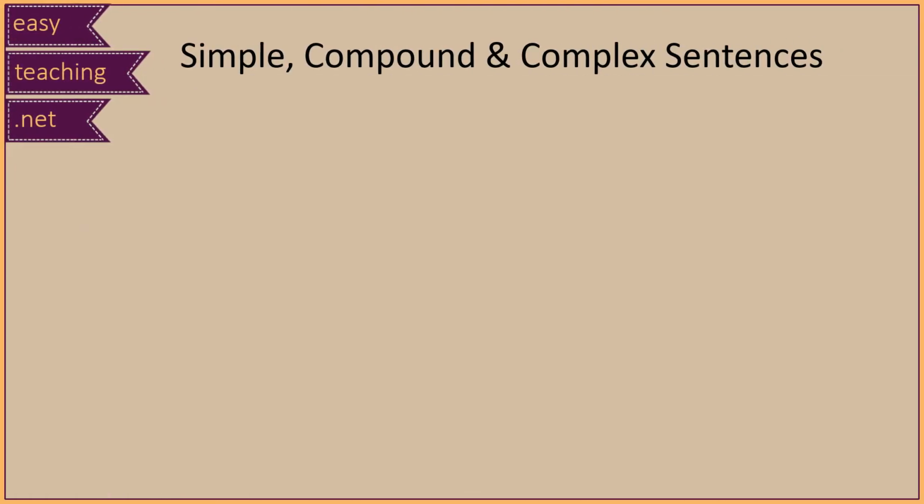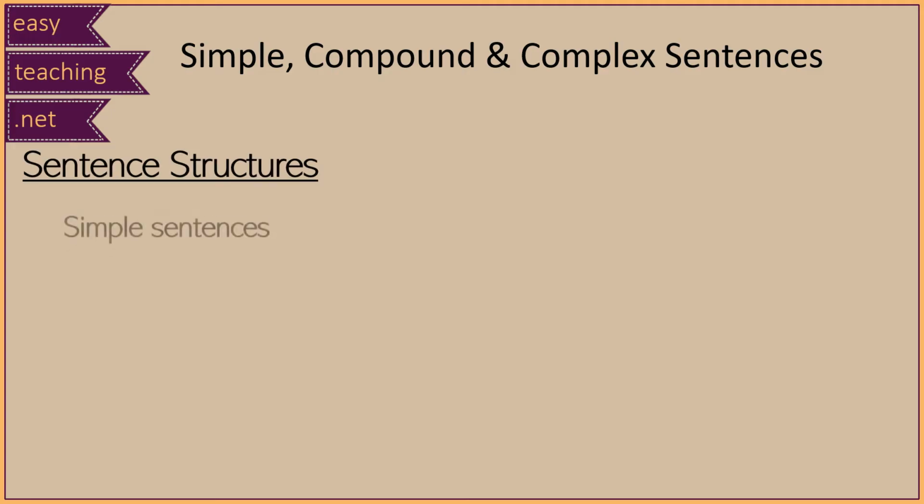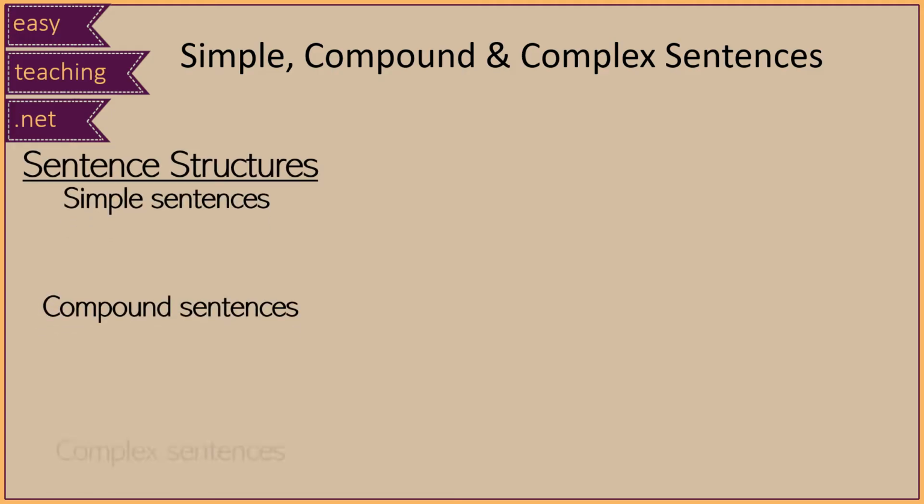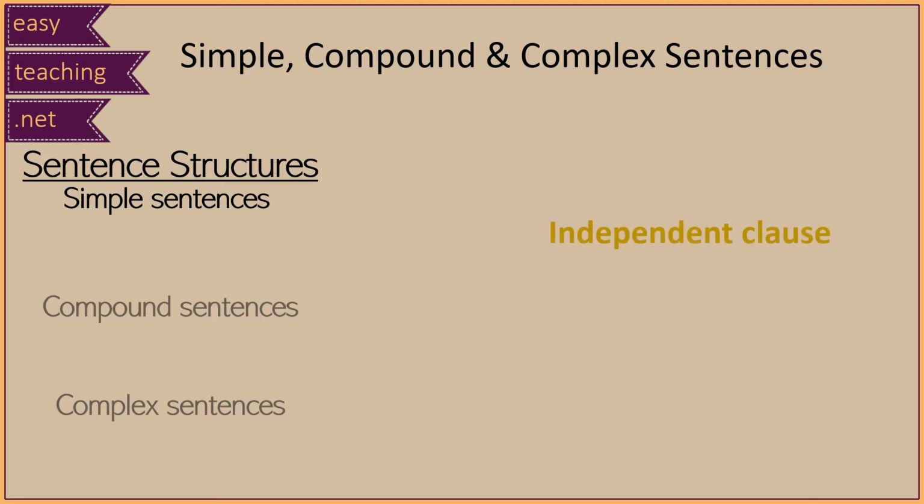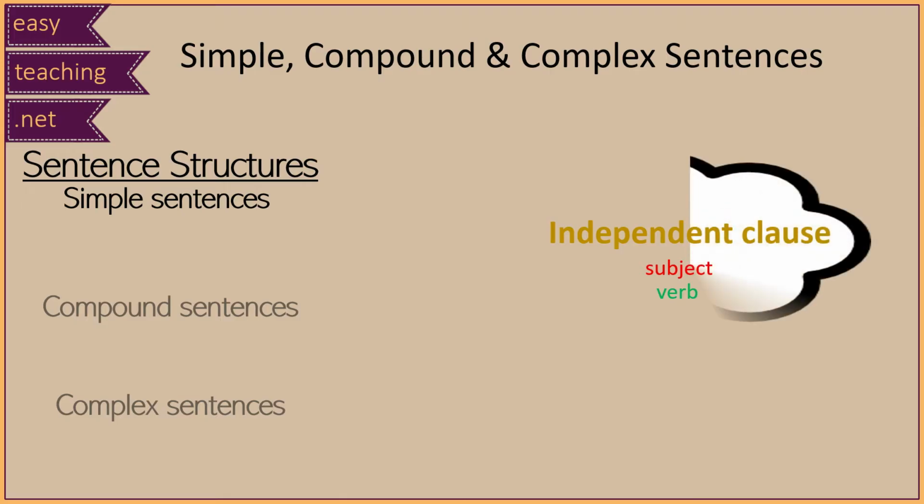There are 3 main types of sentence structures: simple, compound, and complex. It's important to use each of these structures in your writing because it makes your writing more engaging for the reader. Let's start with simple sentences. A simple sentence has one independent clause. That is, it has one subject, one main verb, and is a completed thought.